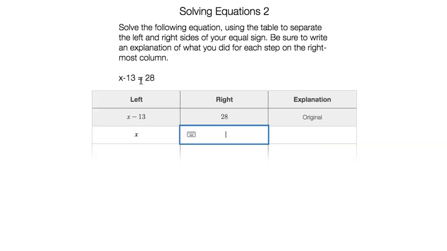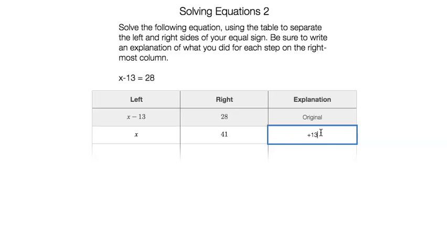So what is 28 plus 13? Well, I know that 28 plus 10 is going to be 38, plus 2 more is going to be 40, plus 1 more is going to be 41. So it's going to be x equals 41. Now, what do I want to say there? I'm simply going to put a plus sign, 13. That way, you let your teacher know that you added 13, and that's how you did it.